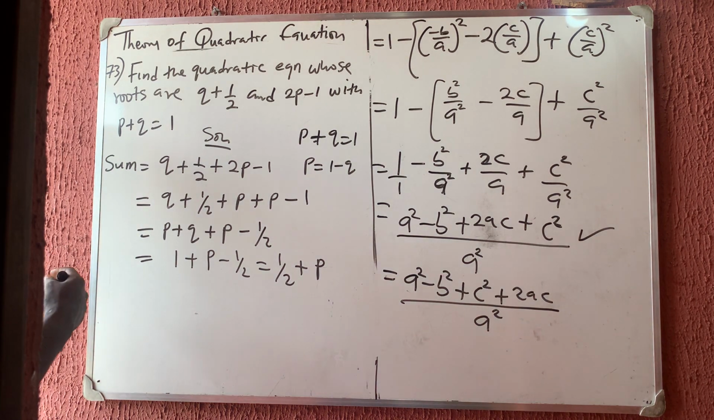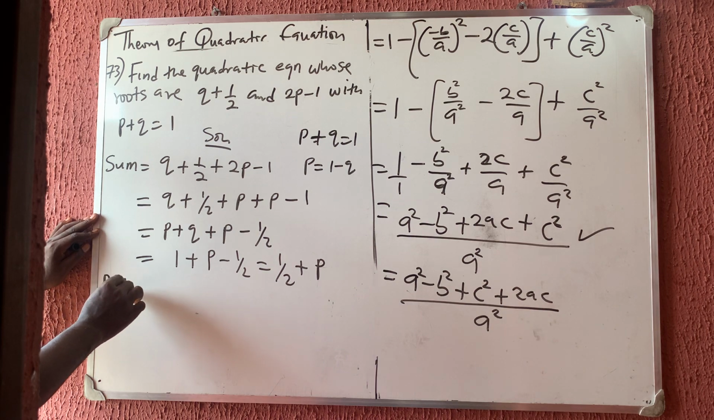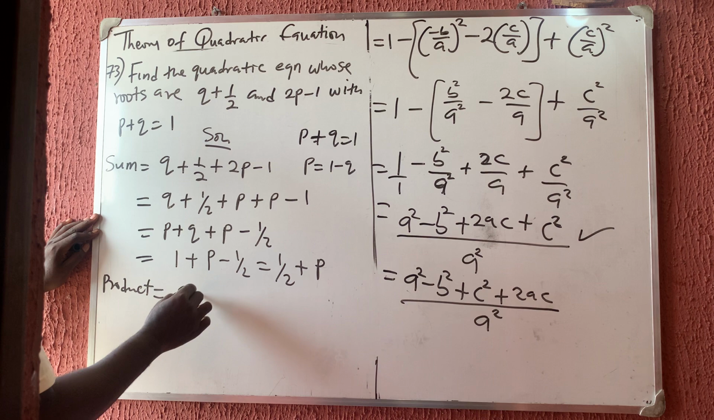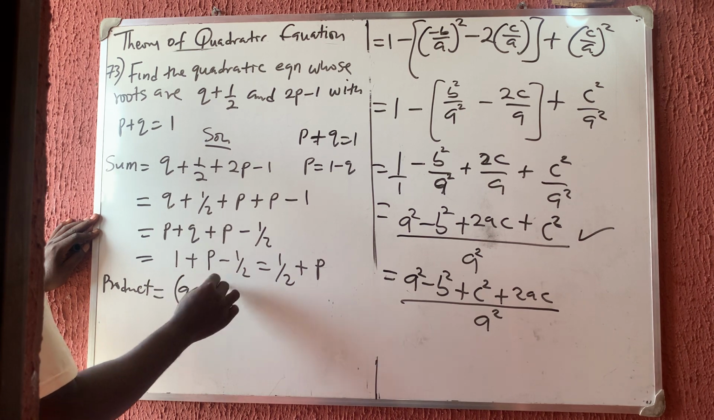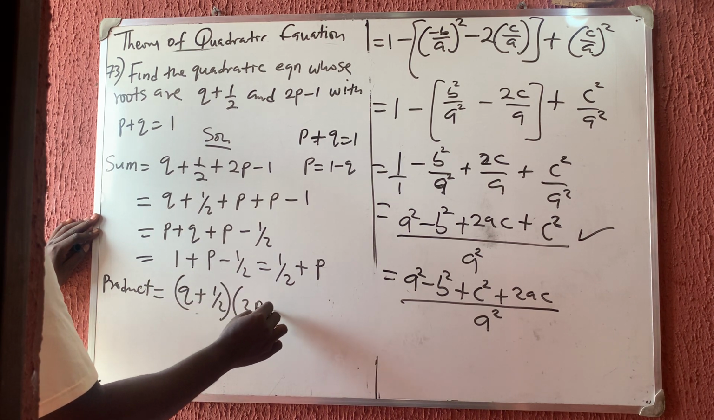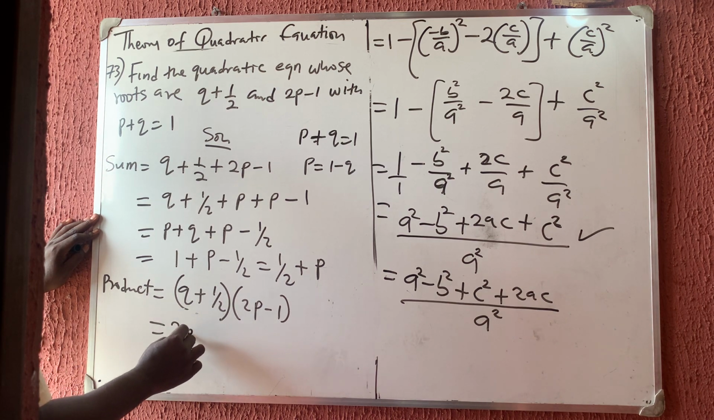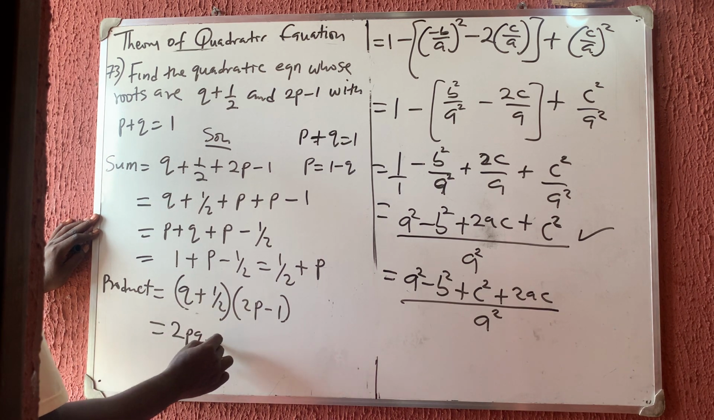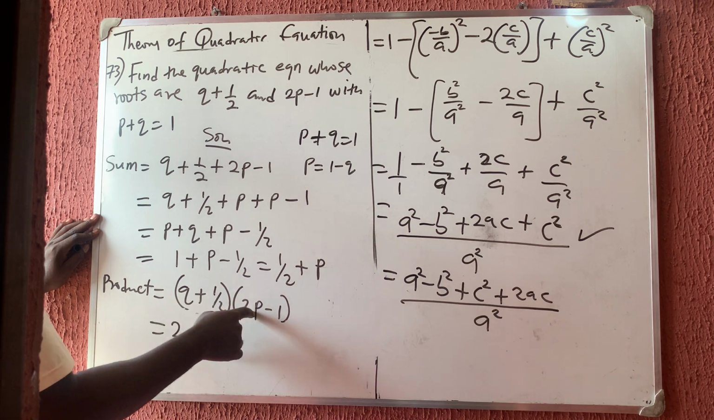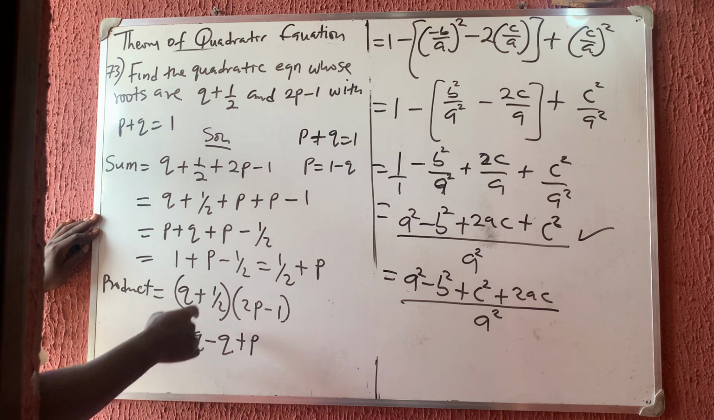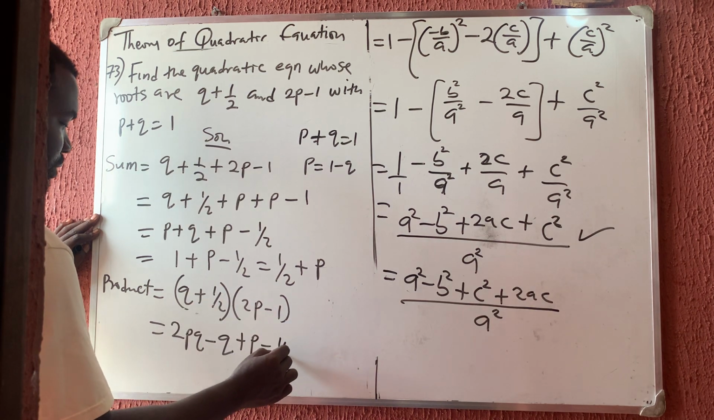So let us get the product. The product is to multiply both of them, that is q plus 1 over 2 and 2p minus 1. This time this will give you 2pq, this time minus q, this time plus p, and this time minus half.